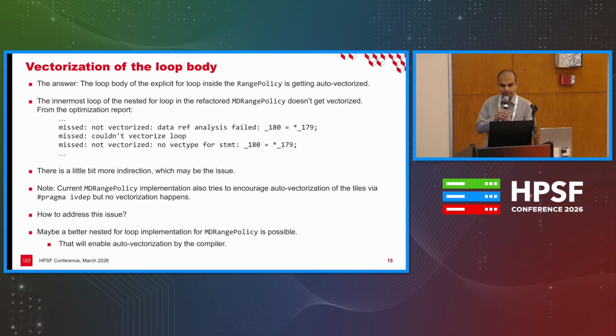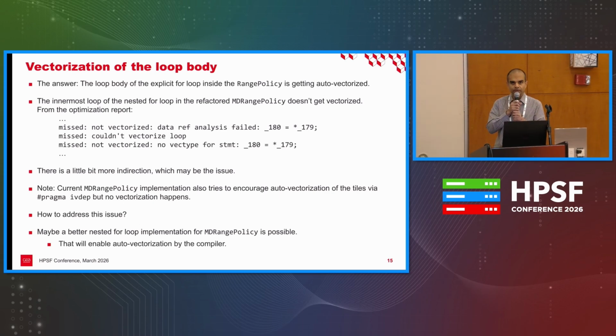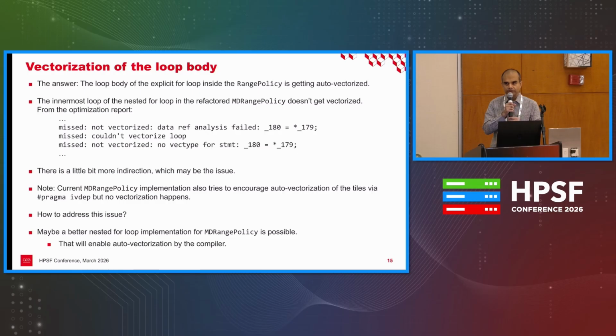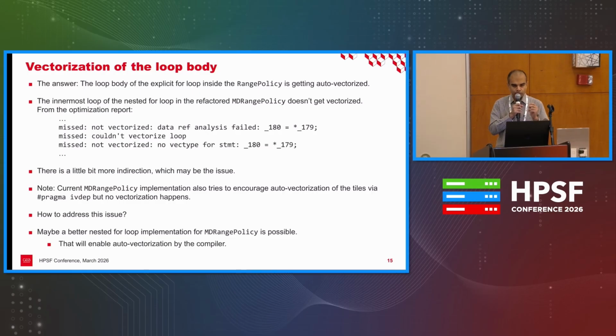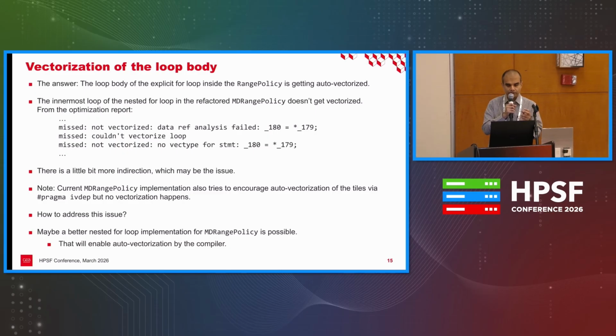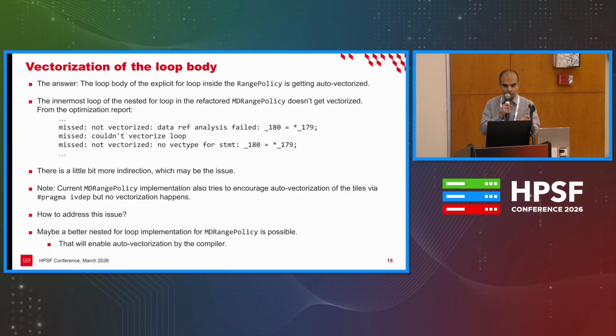What is happening is that there is auto vectorization happening with the explicit for loop inside the range policy. Unfortunately, in MDRangePolicy, even when you do that nested for loop based implementation, auto vectorization is not happening by the compiler. Probably one of the reasons could be that there is a little more indirection going on with the nested for loop implementation of MDRangePolicy.